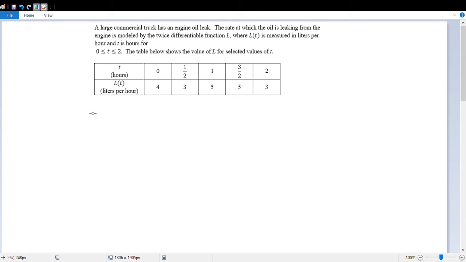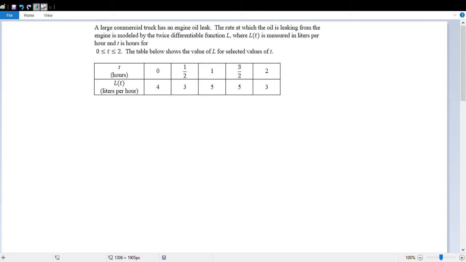So for this question, which I'm calling the leaky truck problem, a large commercial truck has an engine oil leak. Now these big trucks you see on the highway, they hold a lot more oil in their engine than we do in our cars. The rate at which the oil is leaking from the engine is modeled by a twice differentiable function L, where L of t is measured in liters per hour and t is in hours for 0 less than or equal to t less than or equal to 2. The table shows the values of L for selected values of t.